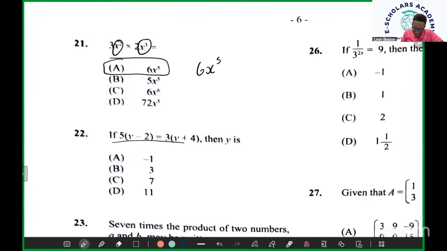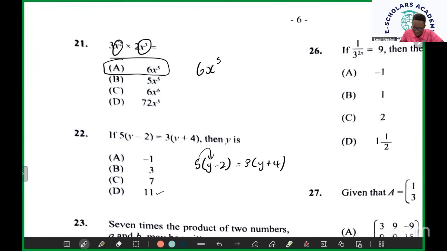I think the answer is 11, but let's not take it for granted because I can't remember if it's the exact thing. So 5 open bracket y minus 2 close bracket is equal to 3 open bracket y plus 4 close bracket. This looks as though the answer is 11, right? But let's check it.